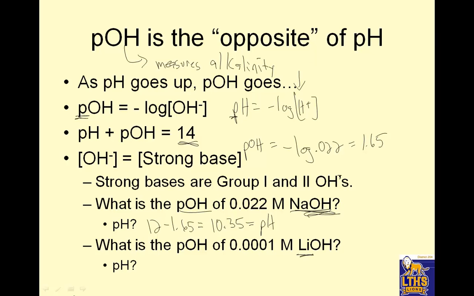Lithium's group 1, meaning it's strong, so it would be negative log of 0.0001, which equals 4. What is the pH? 14 minus 4 equals 10 equals pH.